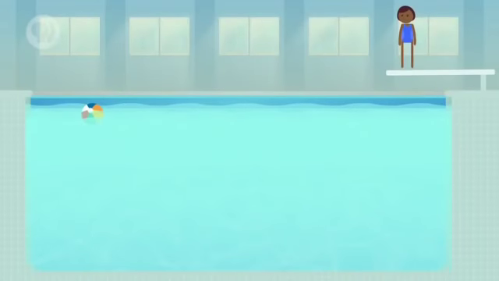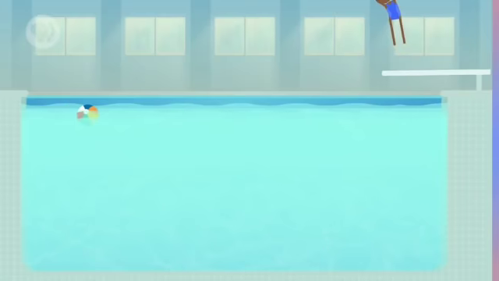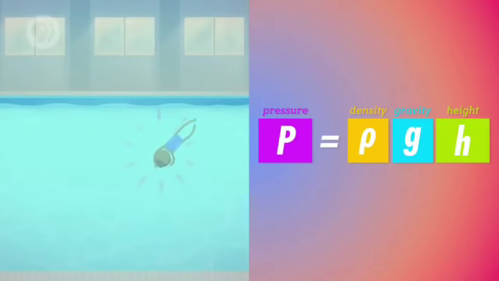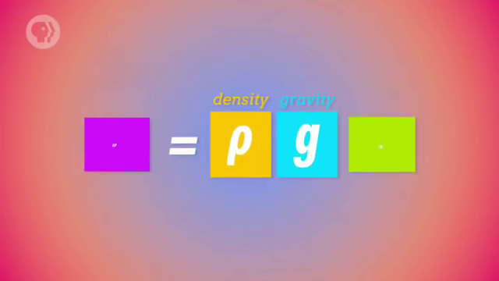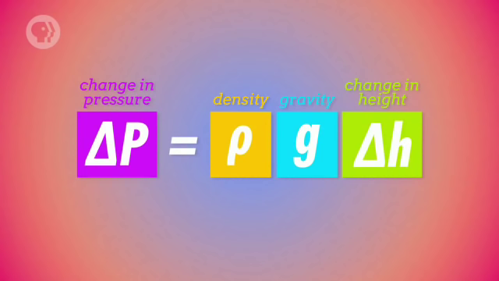There's an easy way to calculate the pressure of a fluid at a given depth. It's just the fluid's density times small g times the distance to the surface, represented by the letter h for height. And the change in pressure based on depth is equal to the fluid's density times small g times the change in distance to the surface.